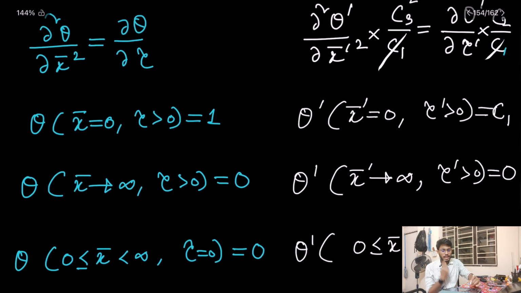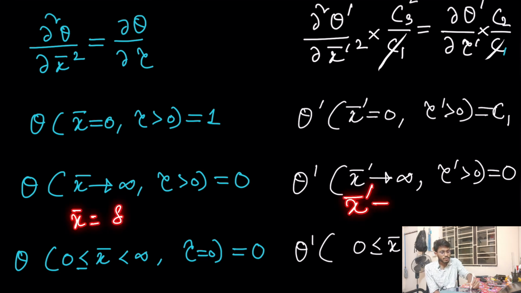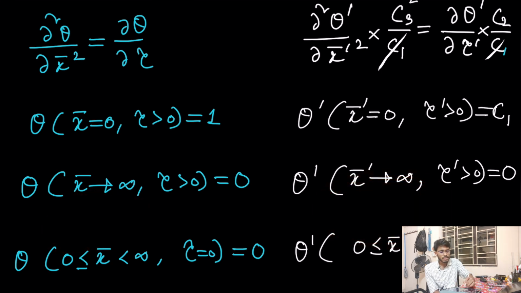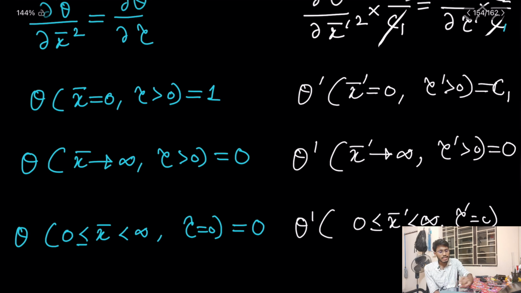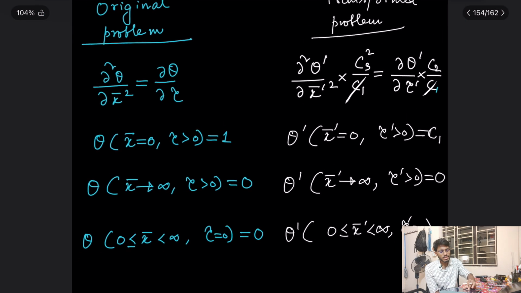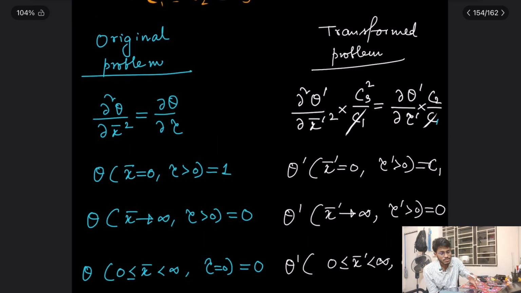Now you see, if I had a finite domain, like if I had here x bar equal to delta, then I was having here x bar dash equal to C3 into delta. If these two conditions have to be satisfied, that is theta is equal to theta dash, I will explain it later. Now this is the description of the original and transformed problem.